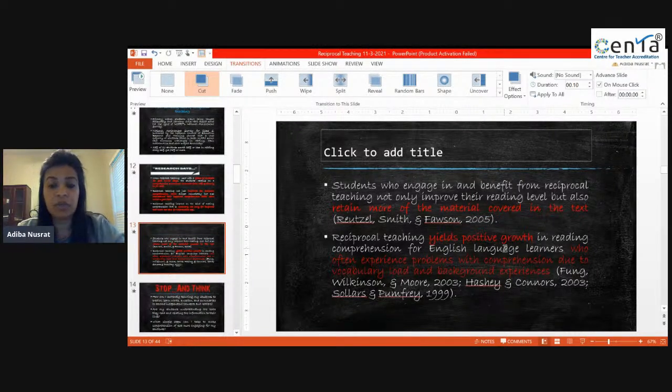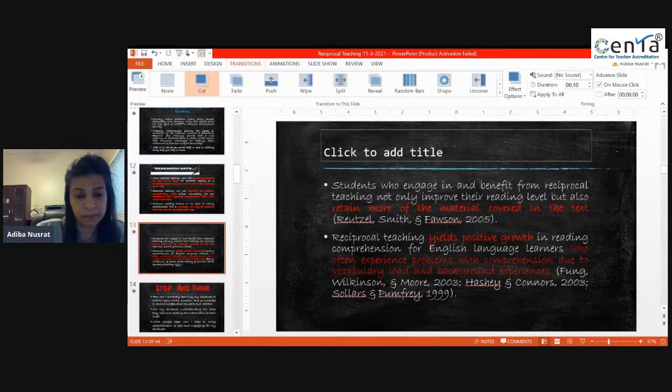They yield positive growth in reading comprehension for English language learners, who often experience problems with comprehension due to vocabulary load and background experiences. So I believe this is the most common problem with all of our students, that they lack vocabulary and they do not have language background experiences. And even when they lack grammatical sense, in that context also, reciprocal teaching plays a very positive role in improving the reading comprehension of English language learners.